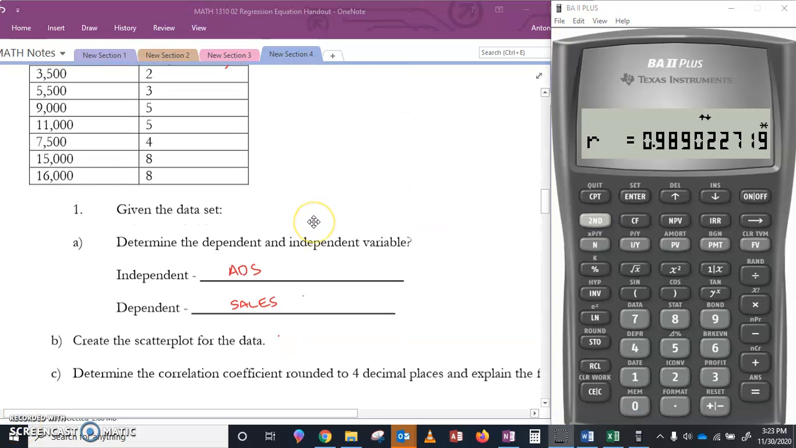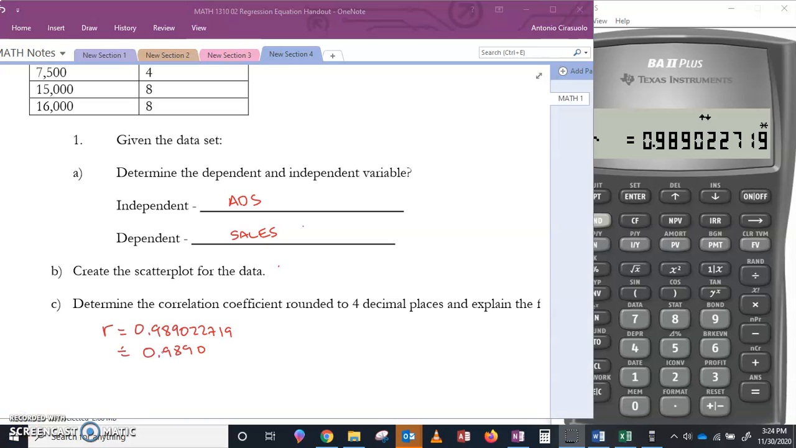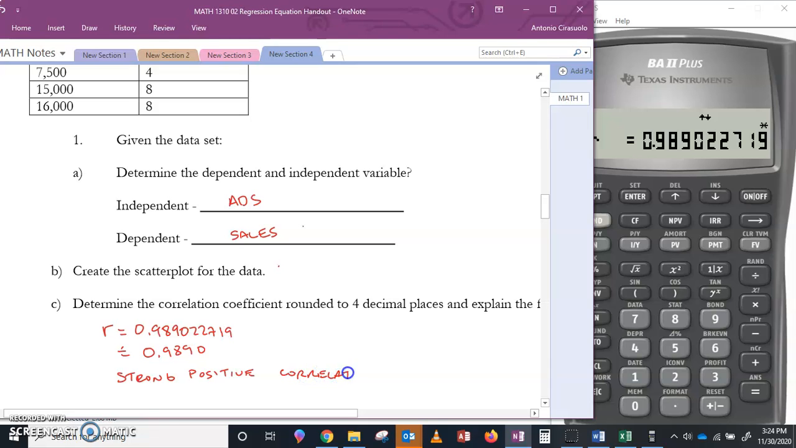So the R value is 0.9890, so it's a strong positive relationship. Correlation. And what does that mean? Once again, as ads increase, sales increase. Right? That's what that tells us.